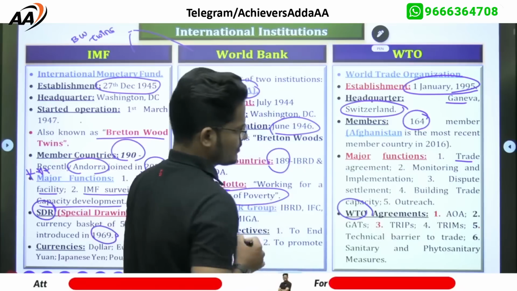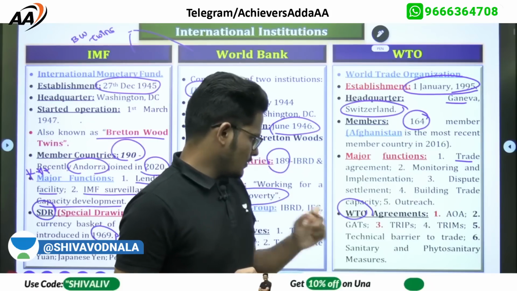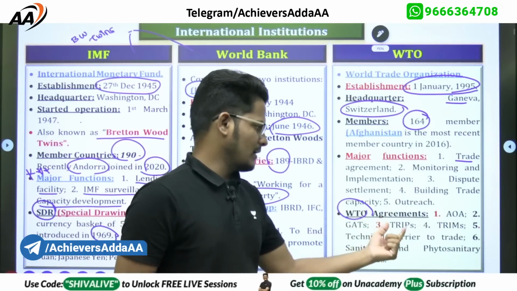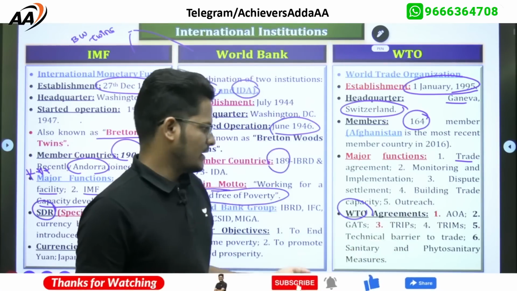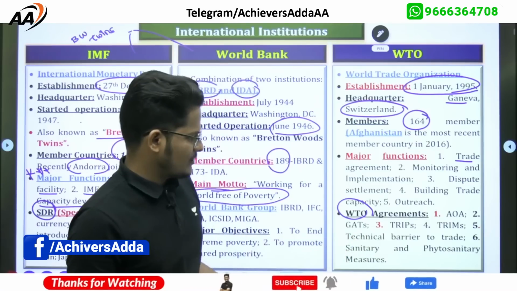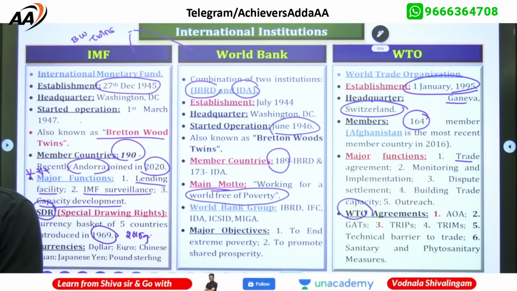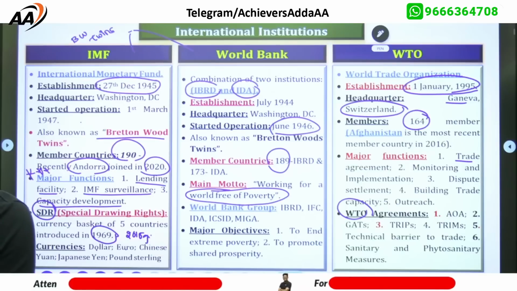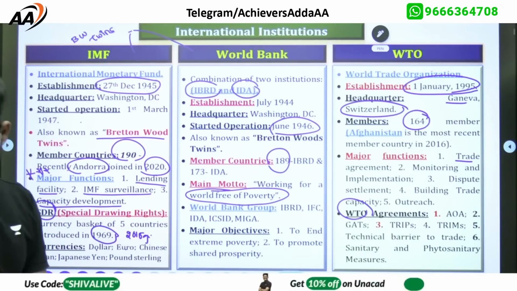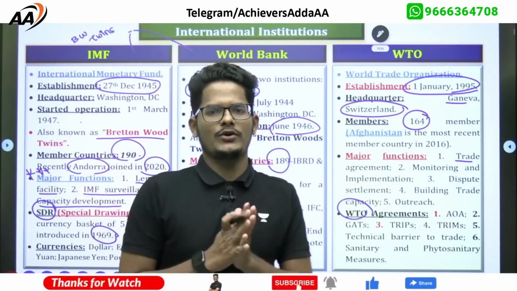WTO agreements include the Agreement on Agriculture, General Agreement on Trade in Services, Trade Related Intellectual Property Rights, Trade Related Investment Measures, Technical Barriers to Trade, and Sanitary and Phytosanitary Measures. Six agreements are there and 5 major functions are there. Clear? That's about today's session. So this is a summary of the 3 important organizations. I discussed all the important aspects.